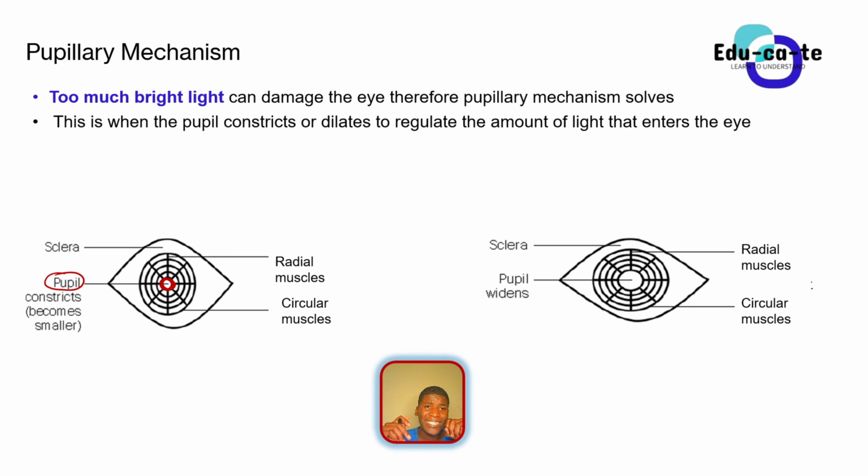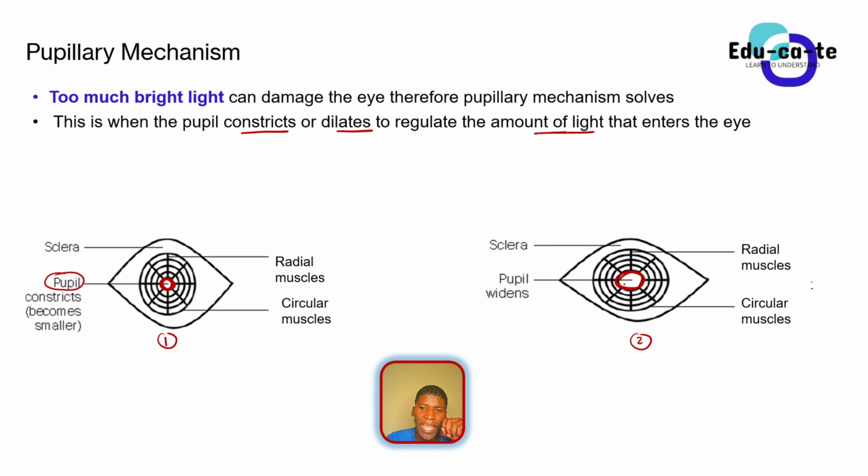Now, we say that the pupil constricts, all right, the pupillary mechanism. This is when the pupil constricts or dilates to regulate the amount of light that enters the eye. Look at diagram 1. You have got a small pupil, a small eye opening. That dark opening is smaller. But when you look at diagram 2, you have got a pupil that is more open. So the pupil for diagram 1 and the pupil for diagram 2 are different because one of them is smaller and the other one is bigger.